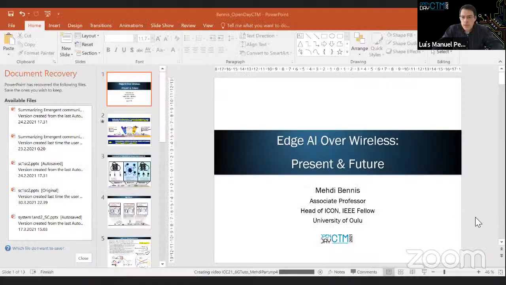So maybe I'll bring a question. What do you think is the role of 6G and this movement towards lower latency communications? How is it important to enable these applications that you were talking about right now?